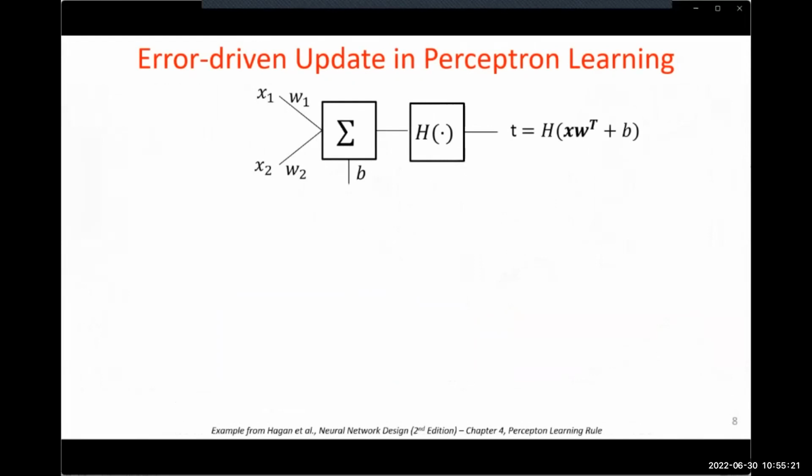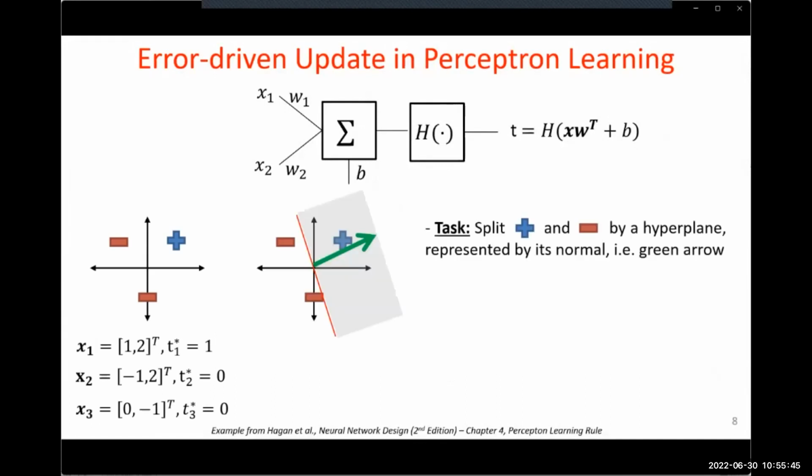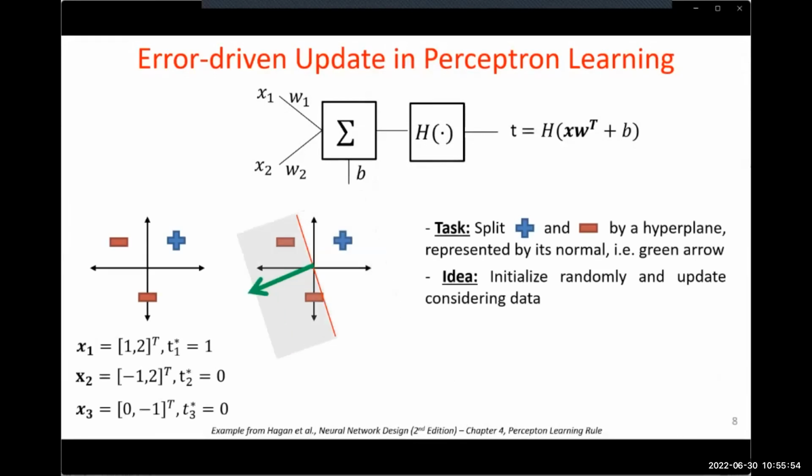Let's briefly revisit perceptron learning, since identity update relies on error-driven update from perceptron learning. Perceptron aims to learn a weight vector W that classifies the input X between two classes. As an example, assume that there are two examples from negative class and one example from positive class, and we want to split positive and negative classes by a hyperplane represented by its normal, the green arrow in the figure. The general convention is to initialize the normal vector randomly and then, having observed the data, update it to improve the classification performance.